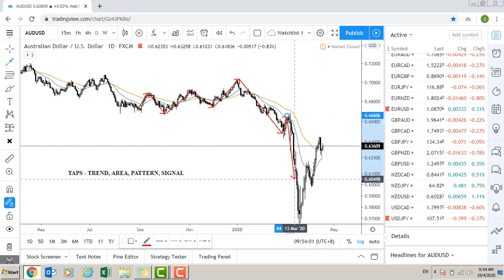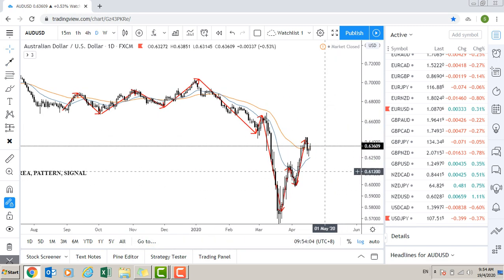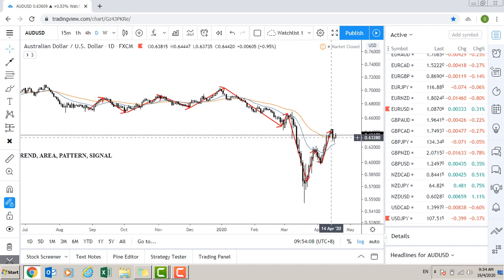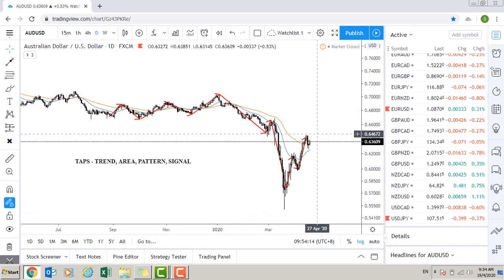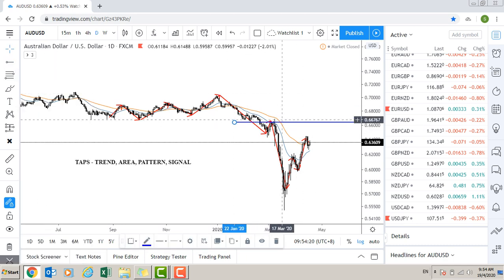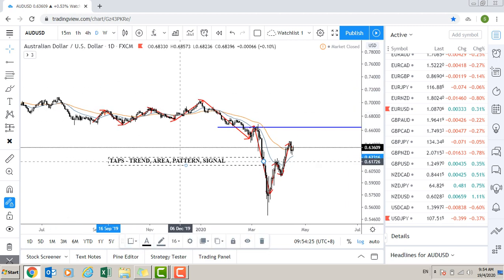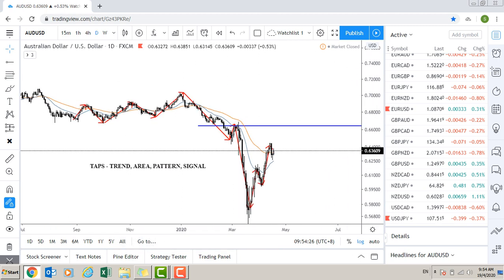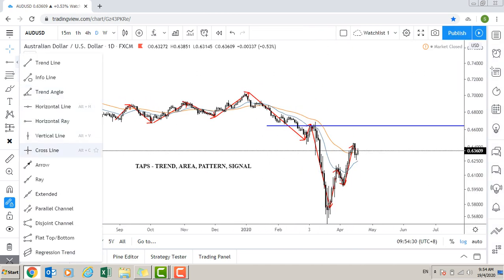Even though you see the current momentum is up, with a higher low pattern, the overall trend is still on the downside. Before the price can break out of this resistance area, the previous high level, I would still consider this pair to be on a downside. So what does it mean?